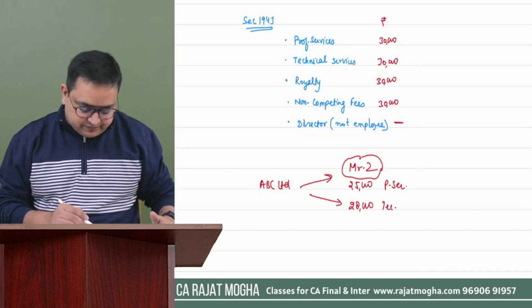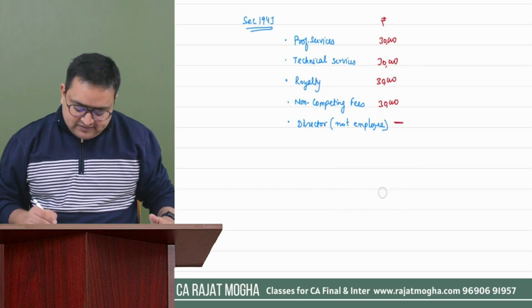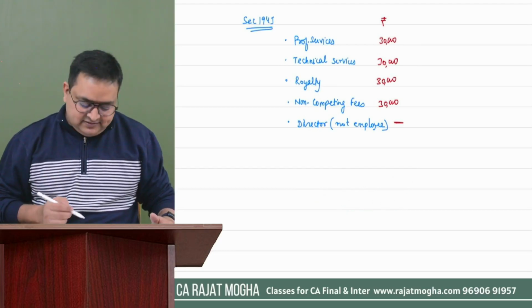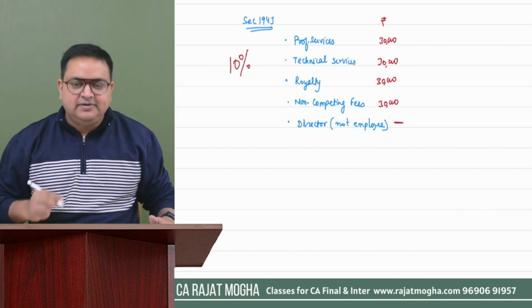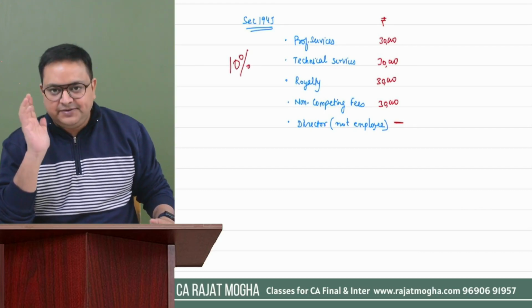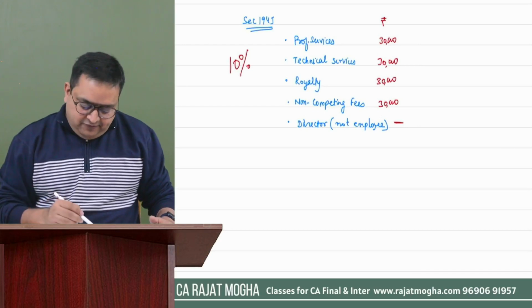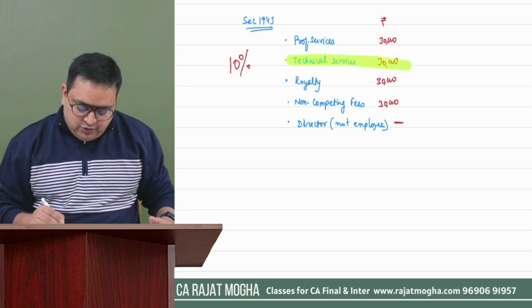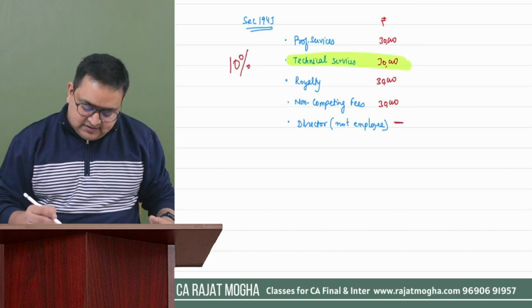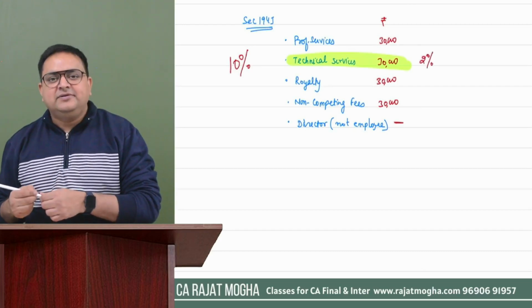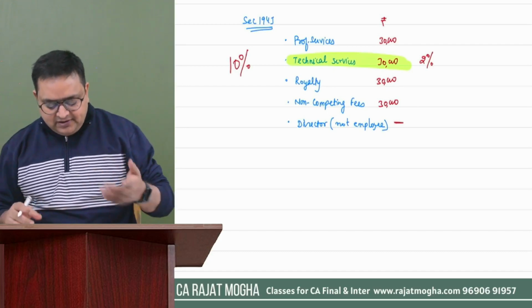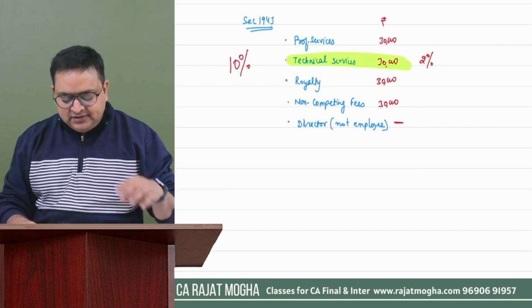Got it? Second important point is, what is the rate of TDS? The rate of TDS in 194J is generally 10%. Generally, it is 10%. But for technical services, if you are paying for technical services, the rate of TDS would be 2%. Initially, it was also 10%, but later on, there was an amendment, and for technical services, they have made it 2%.